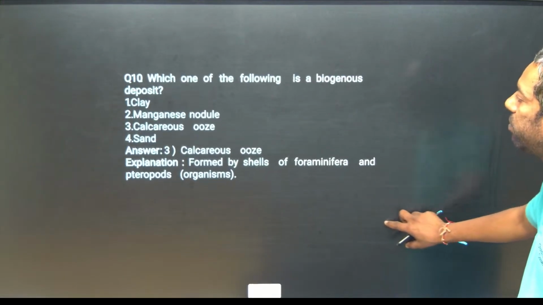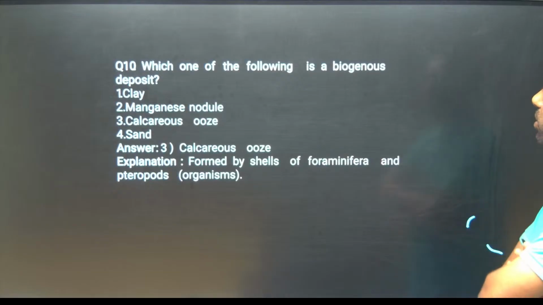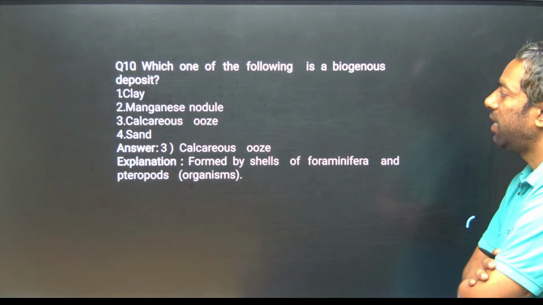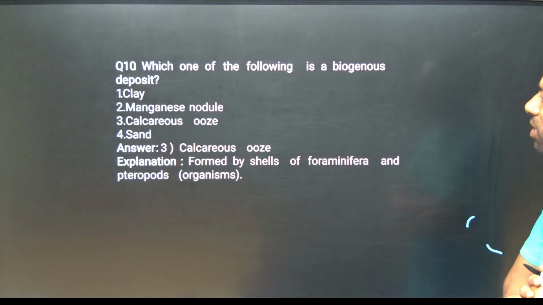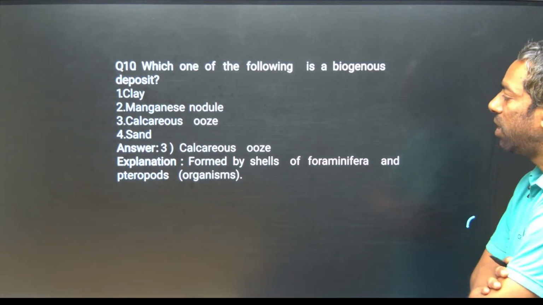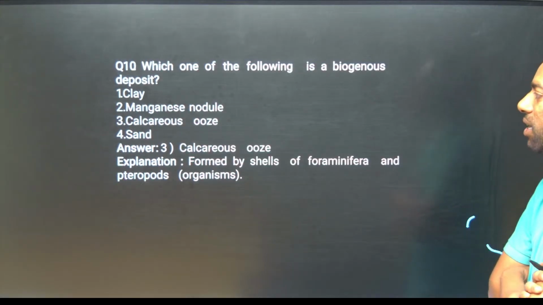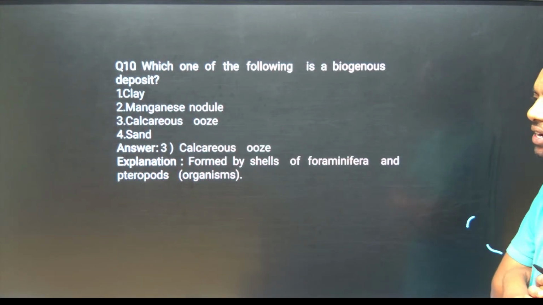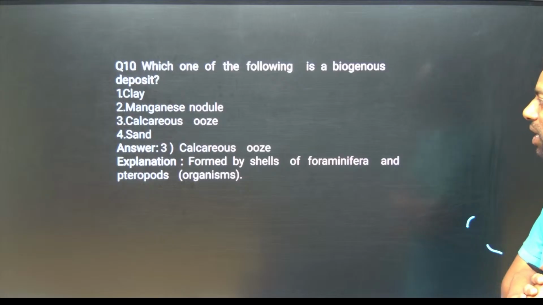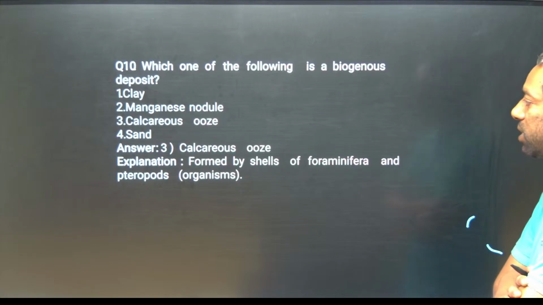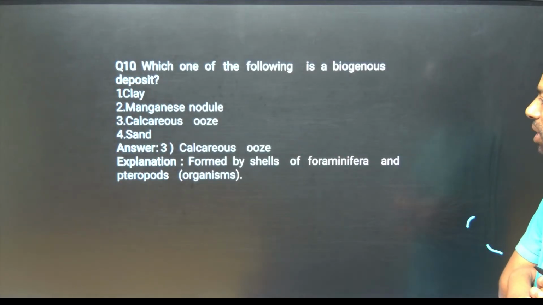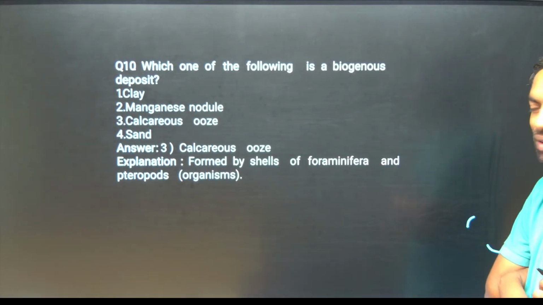Which one of the following is a biogenous deposit? Clay, manganese nodule, calcareous ooze and sand. Calcareous ooze is mainly calcium carbonate, relevant to living things, guys. It is formed by the shells of foraminifera and protospheres, the organisms.